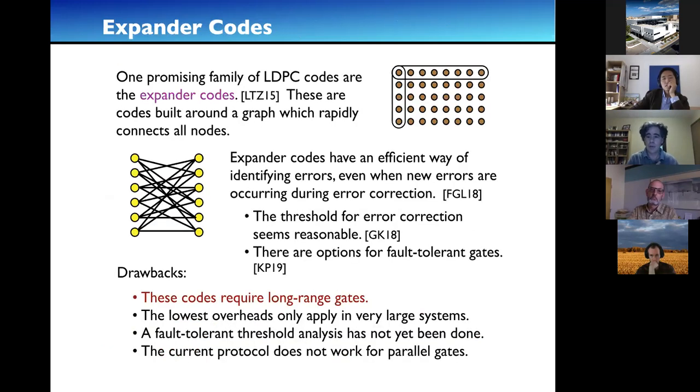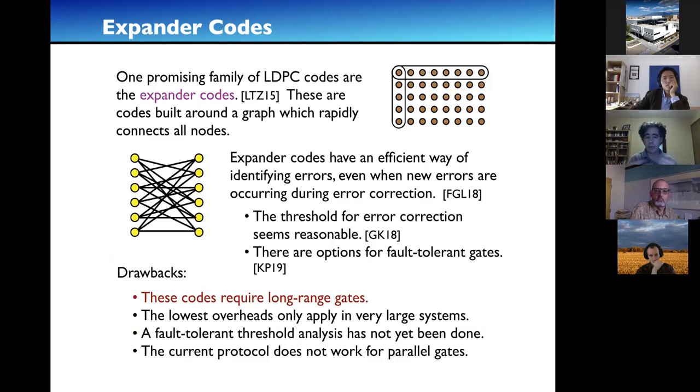So one family that seems very promising right now is a family called expander codes. These are codes built around something called an expander graph, which is a graph that very rapidly connects. Remember, a graph has some nodes, dots, and some edges connecting those nodes. An expander graph is a graph where you can very rapidly get from any node to any other node by traveling along the edges of the graph. So if you have a small section of the graph, there are many edges that go outside that section.